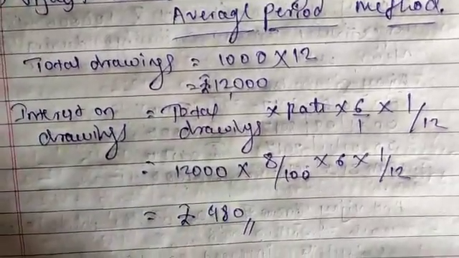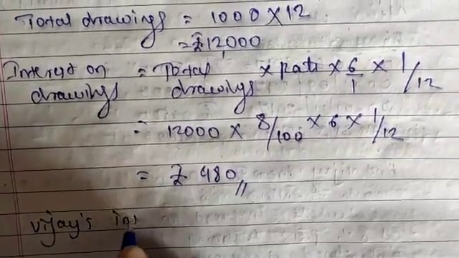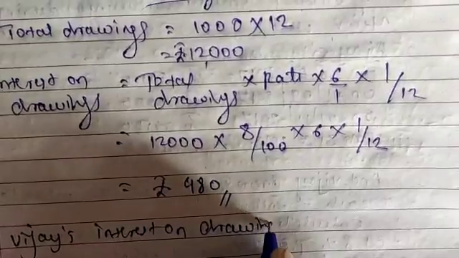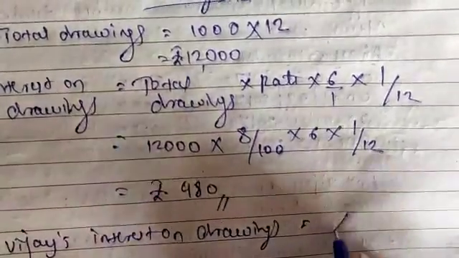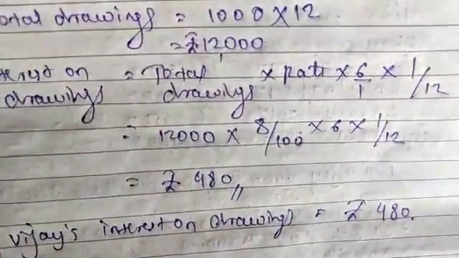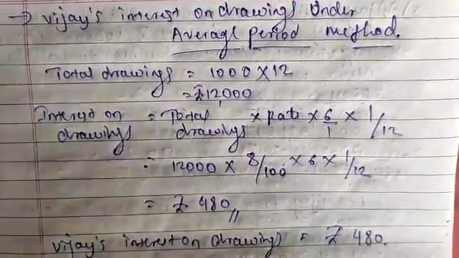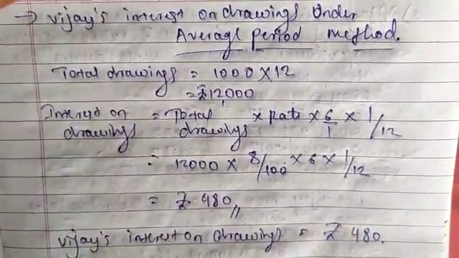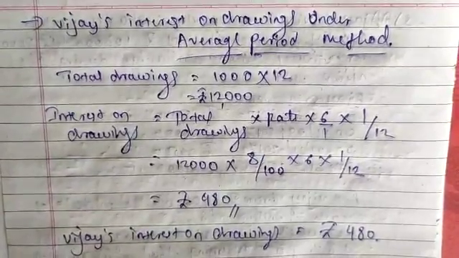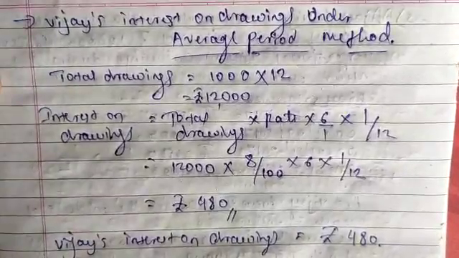So on the last line, Vijay's interest on drawings equals rupees 480. In this problem they gave two methods to calculate the interest on drawings. Ajay uses the product method and Vijay uses the average period method here. So we are using both methods to calculate interest on drawings. Thank you.